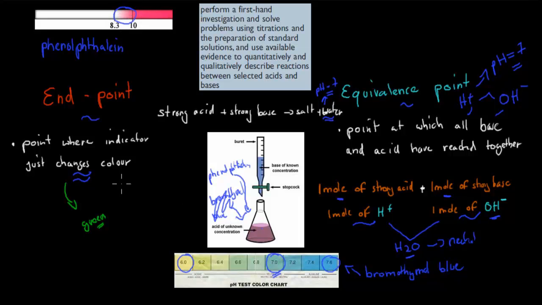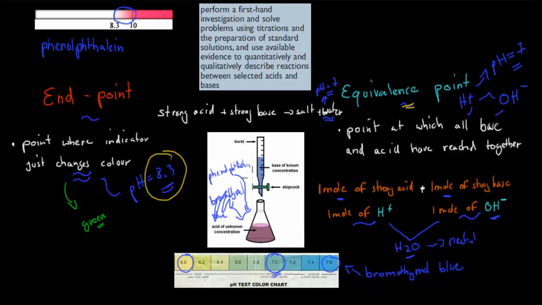So in this case, let's say the indicator changed color, and that means it'll change color at about a pH of 8.3. Now for us that's relatively useless because that means the endpoint, which in this case for this indicator will be 8.3, and the equivalence point, which is still 7, will be quite far apart. So we can't use that indicator to examine the equivalence point of a strong base and strong acid titration.